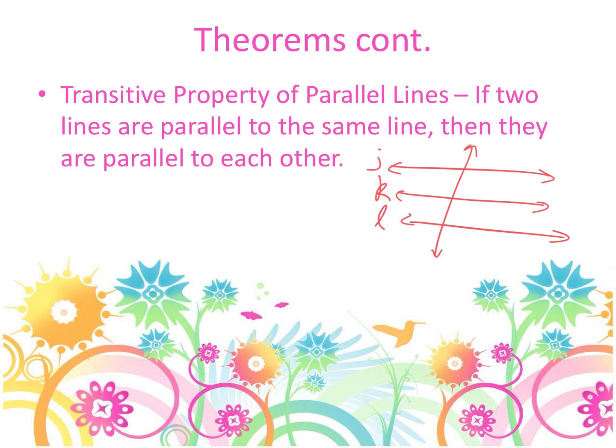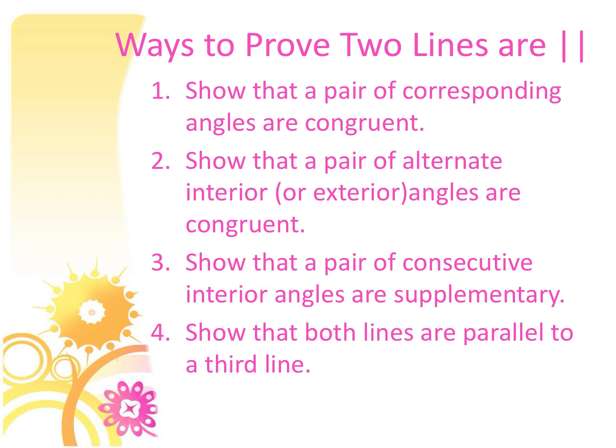So what this is saying is, if line J is parallel to line K, and line K is parallel to line L, then line J is parallel to line L. Again, this is a transitive property. You see the middle one kind of disappears because the first is parallel to the second, the second is parallel to the third, so we can say the first is parallel to the third. These are some ways to prove that two lines are parallel.